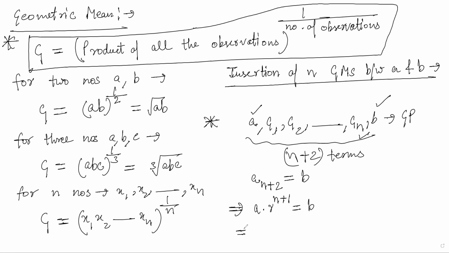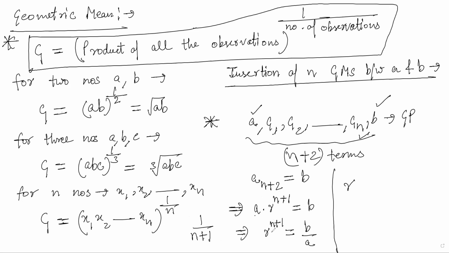How can you find r? You know a, you know n, you will know b. You will know all three things. So r to the power n plus 1 would be b by a. a को मैं उधर ले गया. Now to find out r, take 1 upon n plus 1 power on both sides.